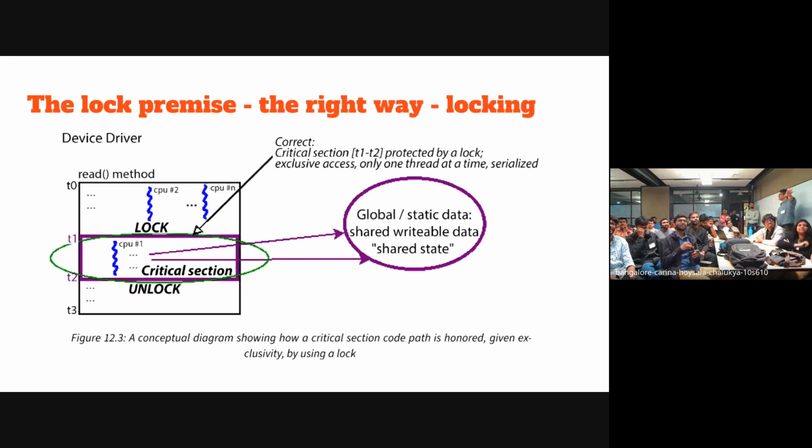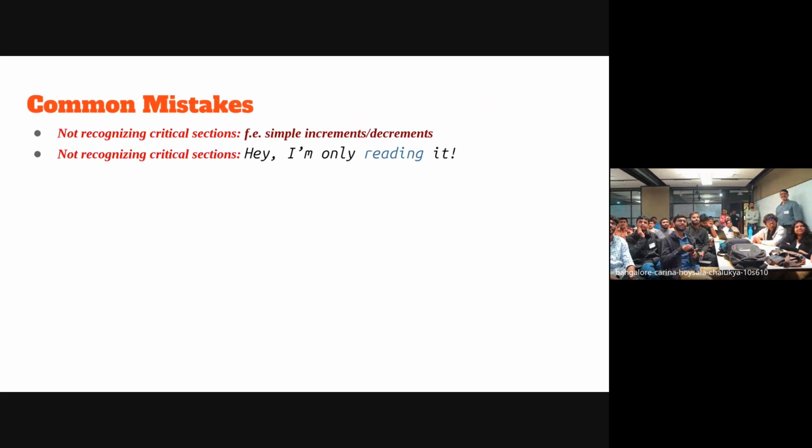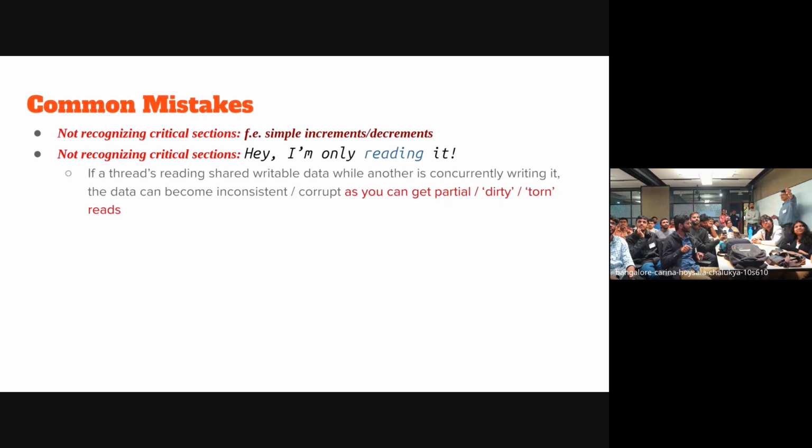If you take a lock, it'll work. Guys, this is very important. Don't say I'm only reading, so there's no critical section. It's a very common mistake. Why? Because while you're reading, someone's writing. Then we get a dirty read or a torn read. It's a bug. If it's a critical section, protect it.